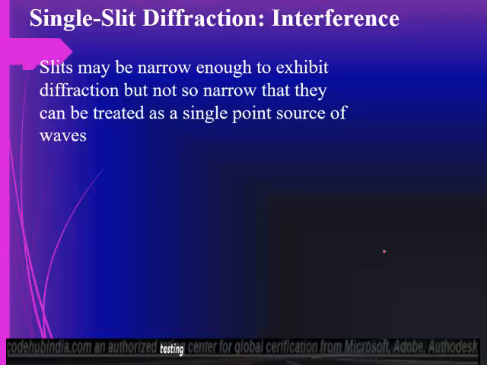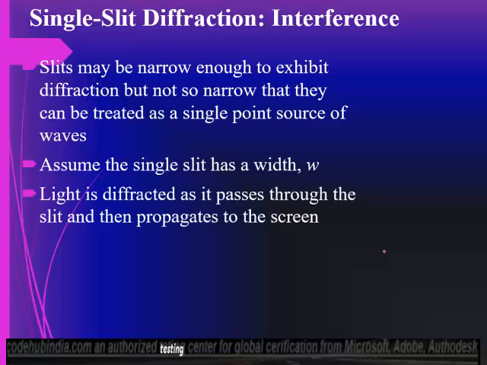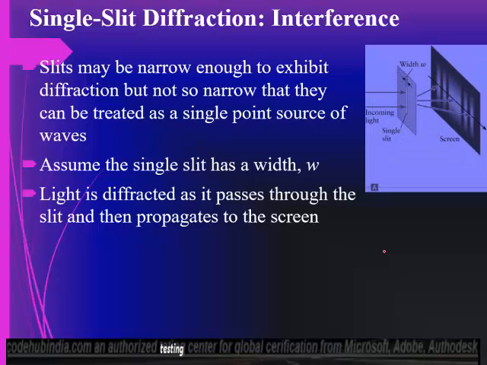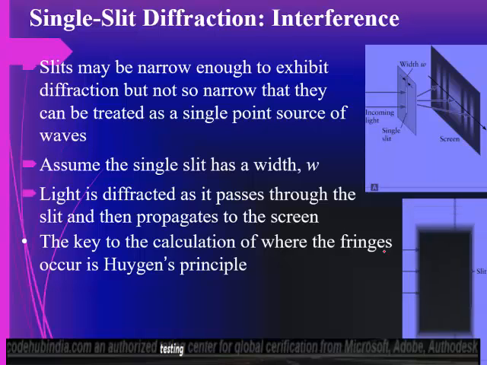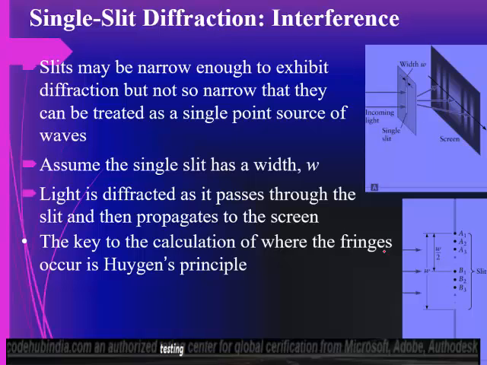The slit may be narrow enough to show diffraction, but not so narrow that it cannot be treated as a single slit. Assume the single slit has a width of W and light is diffracted as it passes through the slit and propagates. Single slit, incoming light, width W. Then what? The key point of the calculation is measured at W by 2.